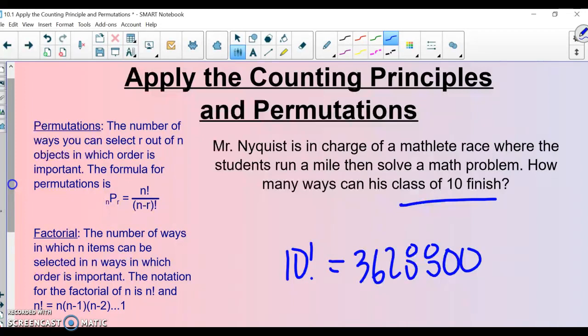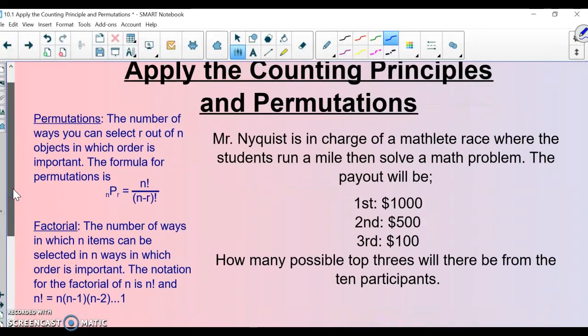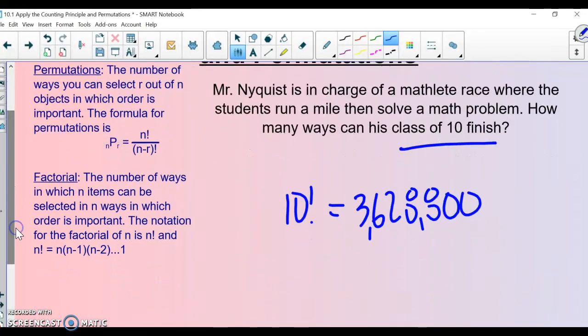Just so you guys are aware, factorial does increase incredibly quickly. We noticed 5 factorial was only 120. 10 factorial is over 3 million. It is worth noting, I'm going to go back to that last example, that let's say that you did permutations. You say, hey, there are 10 students, and I want to select all 10 of them. That'd be 10p10. You would also get the same answer. So you could use either the permutations formula, or you could do factorial for that problem.